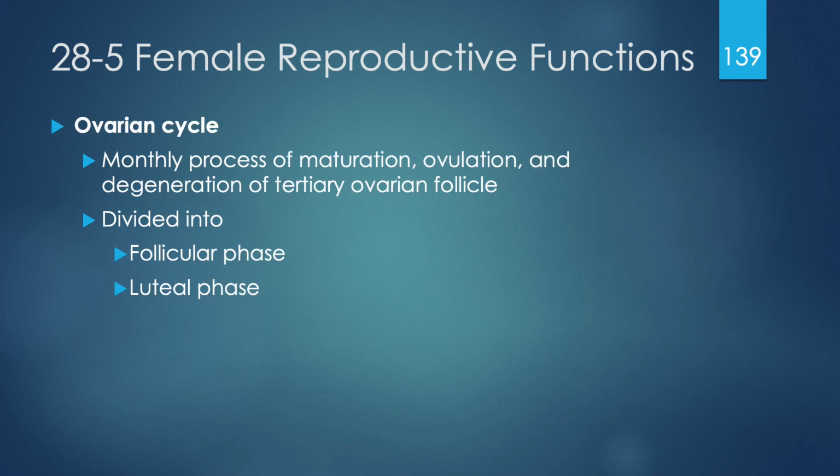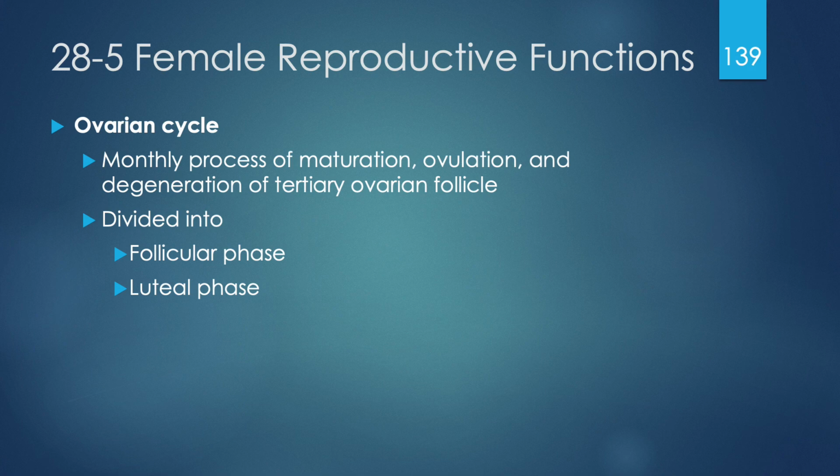Now that the tertiary follicles are ready to complete their maturation, we can begin the ovarian cycle. The ovarian cycle is a 28-day cycle on average. It can be as few as 20 and as many as 45, but it's typically 28 days, which is why most oral contraceptive pill packages have 28 days. By the way, some of them only have 21, and that's because there are 21 active hormonal pills, and then they give you 7 placebo or sugar pills just to keep you in the habit of taking the pill every day through that last week. But this is the monthly process of maturation, ovulation, and then degeneration of the tertiary ovarian follicle.